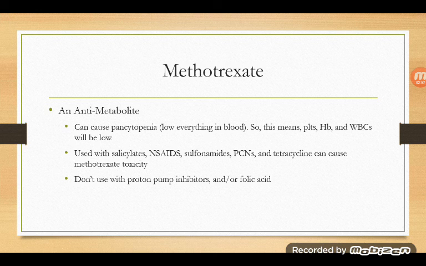Methotrexate, an antimetabolite, can cause pancytopenia, so low everything in the blood: low platelets, low hemoglobin, low white count, everything. Use with salicylates, NSAIDs, sulfonamides, penicillins, and tetracyclines can cause methotrexate toxicity. So when you take those, you can increase the blood levels of that methotrexate. Don't use methotrexate with proton pump inhibitors and or folic acid.